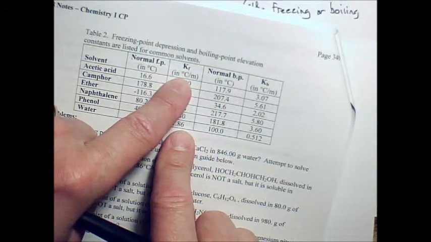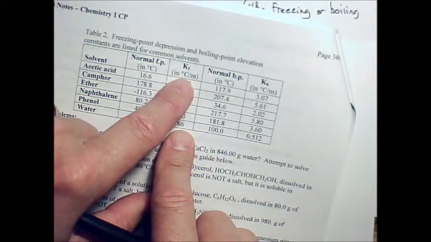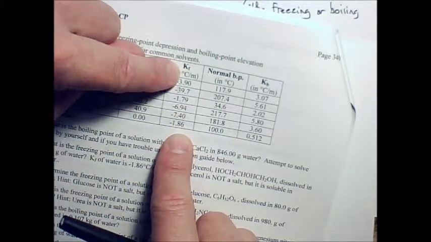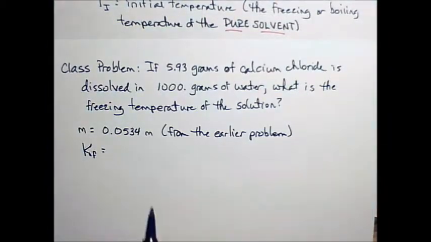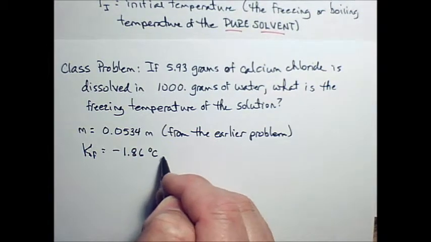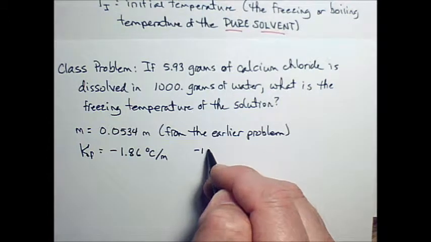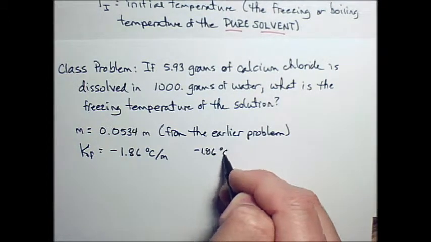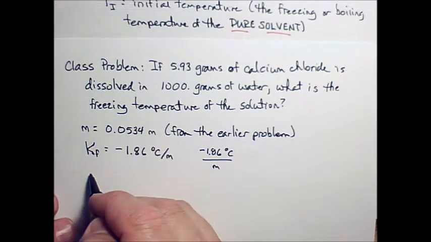And remember, we always put the units of measurement in the column labels. We don't put them in the cells. So the units we're going to write with this number are degrees C per mole. Okay? So it's negative 1.86 degrees C per mole, which we probably should write in our problem as negative 1.86 degrees C over mole. That means the same thing.